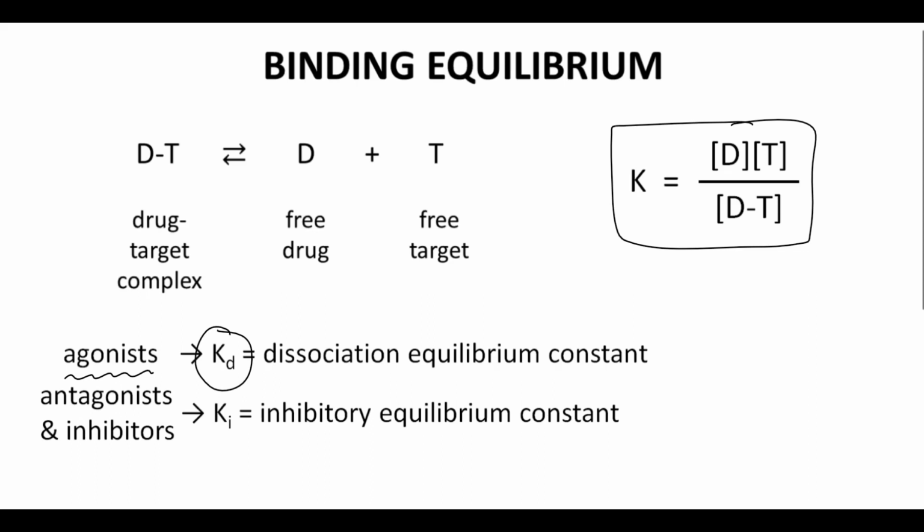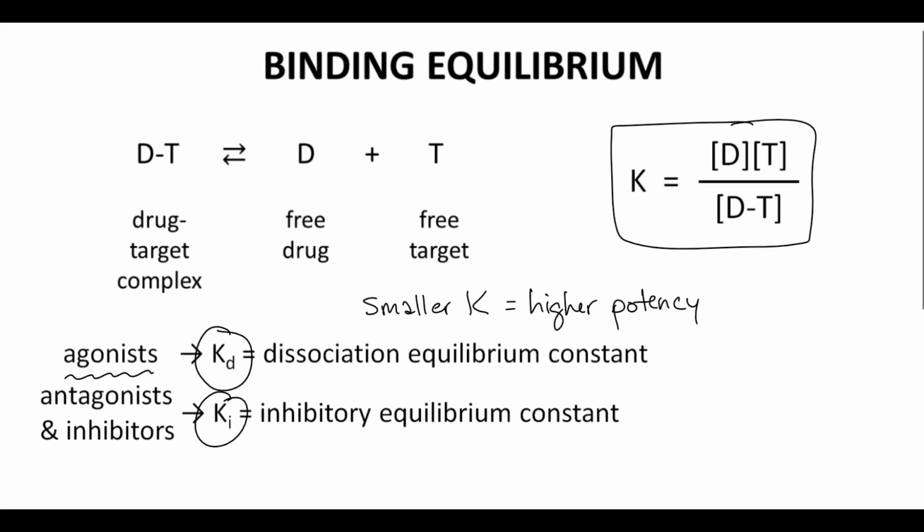For enzyme inhibitors and antagonists, it is Ki, the inhibitory equilibrium constant. Ki and Kd can be measured through calorimetry experiments. Both Ki and Kd are measures of potency. Smaller K values indicate higher potency. For bioactive molecules, Kd and Ki are very low.